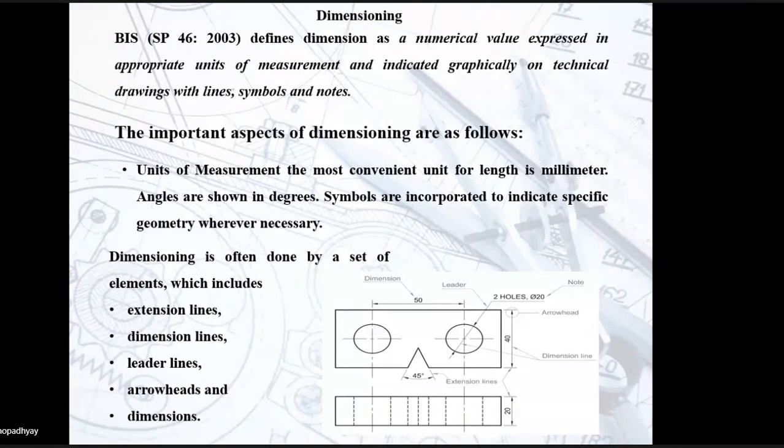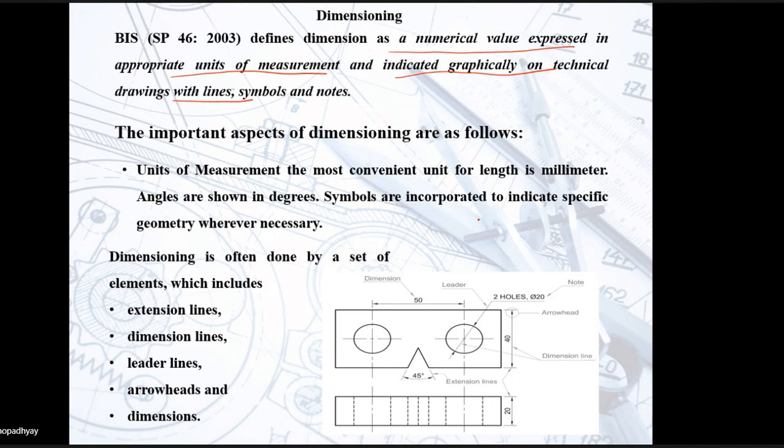Right. So here you have the dimensioning style. So Bureau of Indian Standard defines dimension as a numerical value expressed in appropriate units of measurement and indicated graphically on technical drawing with lines, symbols, and notes. So basically, when you are providing any engineering drawing, you need to provide some information about the shape and size also. For that, you need some elements which is provided by dimensioning or the elements of dimension.